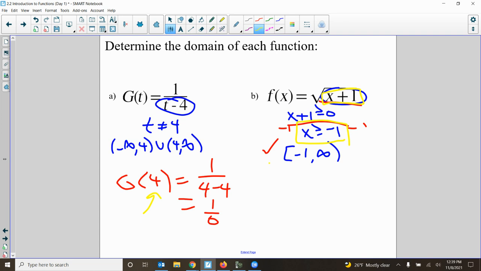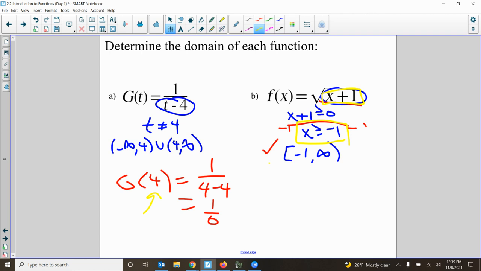What's 1 plus 1? 2, that makes sense. What's -5 plus 1? -4. That doesn't make sense. So this guy here tells us the rules on x which make the square root of x plus 1 defined. I'm not trying to figure out what the y's are. I'm just saying when does this actually make sense? X has to be greater than or equal to -1. And then here x can't be 4. Think about it.